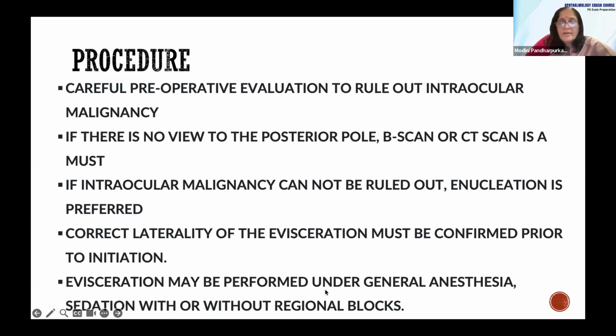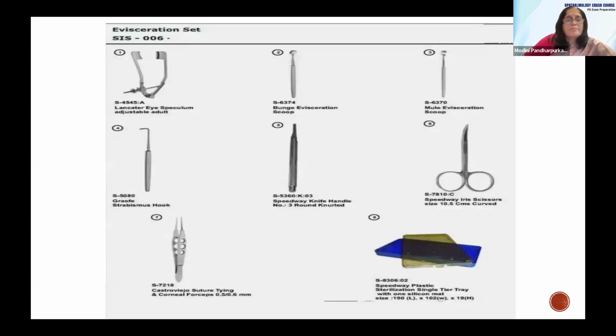You can do it under general anesthesia or you can do it under sedation with a regional retrobulbar block. So these are the equipment: the speculum, the scoop, which is very, very important. This is another type of scoop, which is not a scoop actually. It just passes between the uveal tissue and the scleral shell. The iris scissors, the knife handle, which is used to make the first entry into the anterior chamber, and the strabismus hook sometimes to hold and retract.